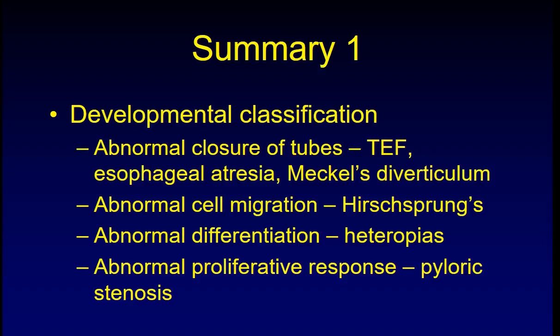To summarize, these abnormalities can be classified, in addition to being classified anatomically, developmentally. Some are abnormal closures of tubes, such as tracheoesophageal fistula and esophageal atresia, or Meckel's diverticulum. Others represent abnormalities of cell migration, such as Hirschsprung's. The heterotopias are abnormal differentiation, and pyloric stenosis is actually an abnormal proliferative response.